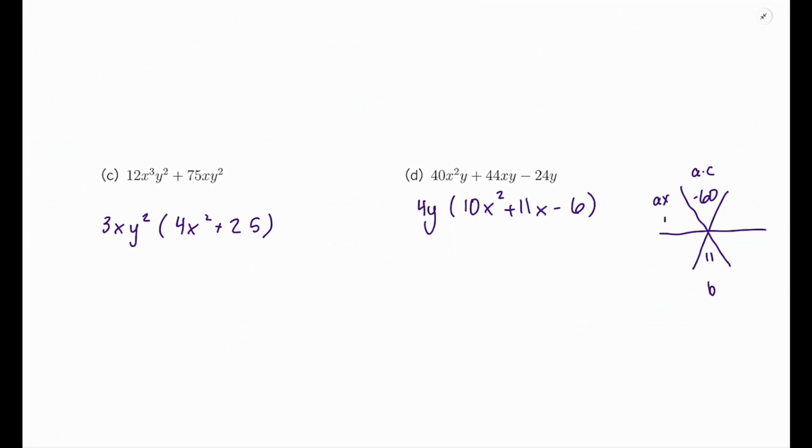ax is 10x, ax is 10x. Now, what two numbers multiply to negative 60 but add up to 11? 15 and negative 4. Now reduce. We get 2x over 3, and we get 5x over negative 2. So that means this factors as 4y times 2x plus 3 times 5x minus 2.